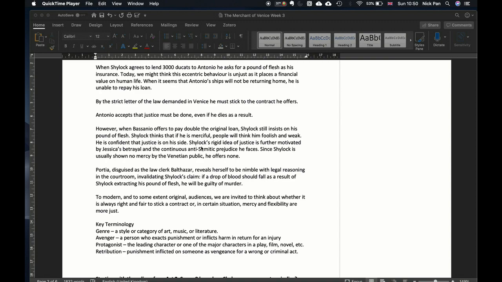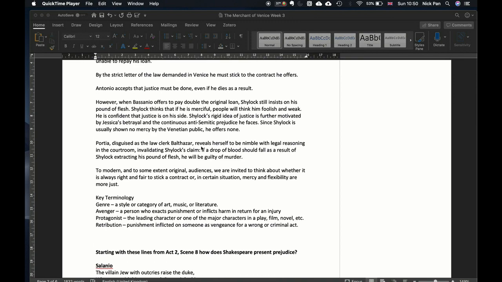And Shylock's rigid idea of justice is further motivated, we could say, by Jessica's betrayal, his daughter's disappearance, and the continuous anti-Semitic prejudice he faces as a Jewish man in this Italian city-state. Since Shylock is usually shown no mercy by the Venetian public, he offers none. So that's an interesting take there. And that's perhaps one of the reasons that Shylock does act with the kind of apparent cruelty that the citizens of Venice think he does.